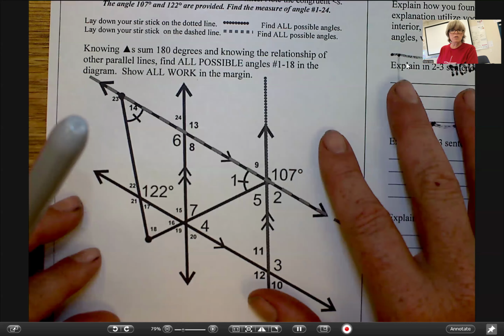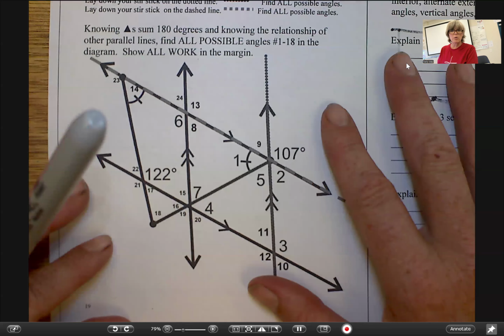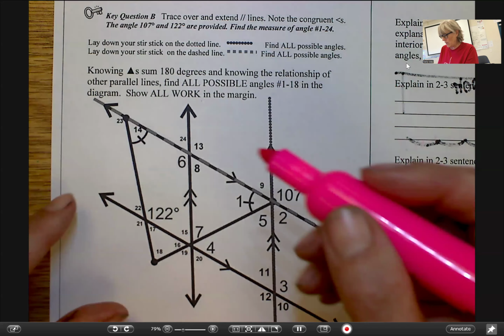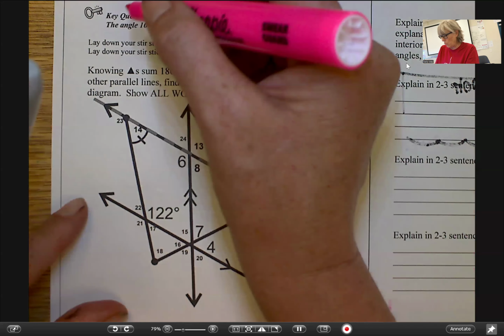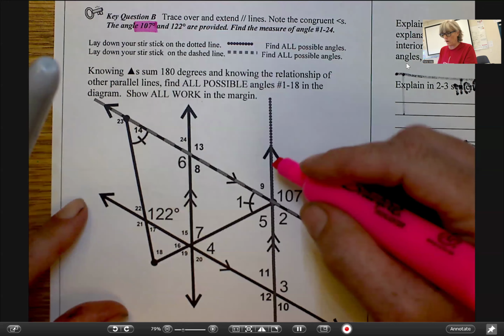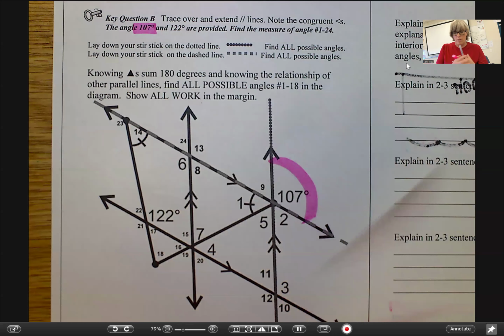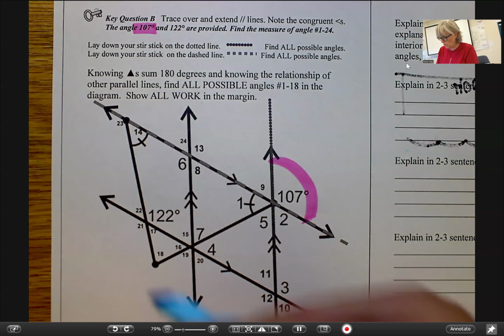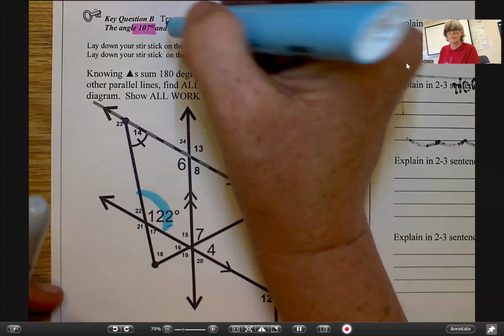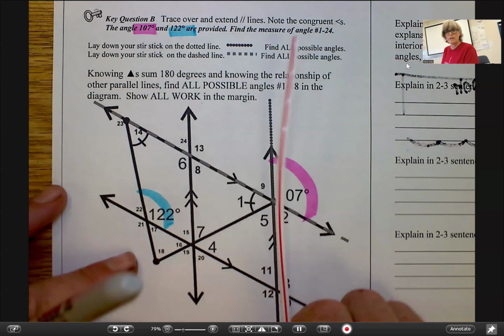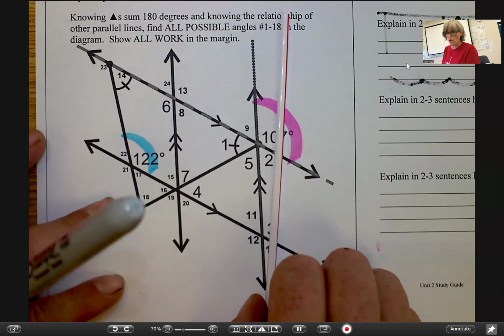We started this one mostly in class, but I'm going to go over it with you. The 2 things you are given is you are given an angle 107. I'm just going to sweep it right there. All these other numbers are just numbered angles. And you are given 122 over here. It says, lay your stir stick down on the dotted line and find all possible angles.